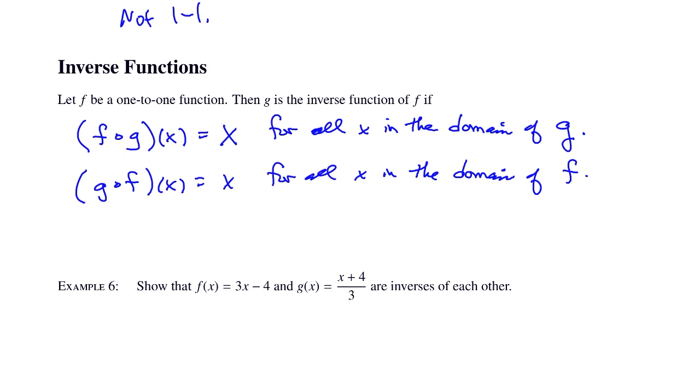So an inverse function is a function that undoes a previous function. If you take a function f and the inverse of that function is g, then by taking a number and applying f, you will get some other number. And then by applying g, you should get back to the original number that you started with.